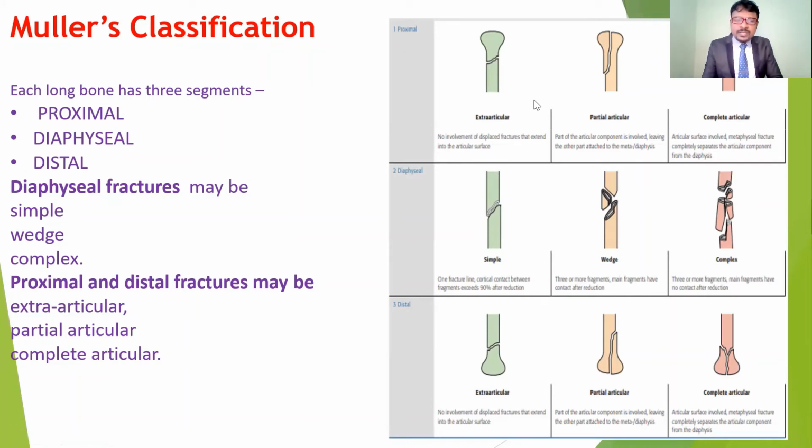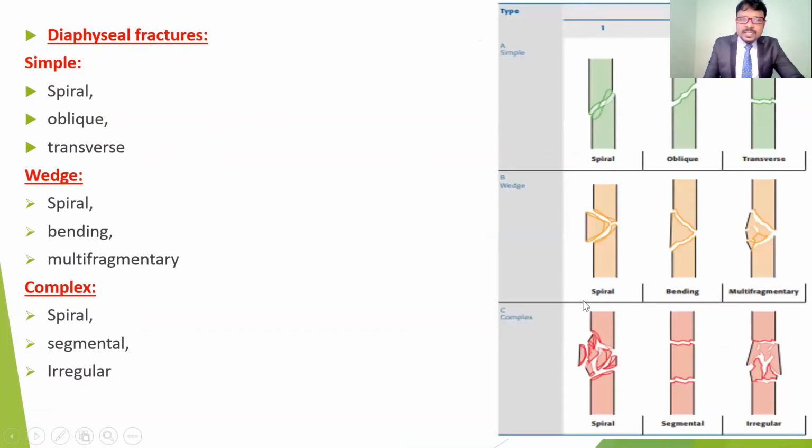So that is about Muller's classification. The proximal and distal fractures may be divided into extra articular, partial articular, and complete articular, which we can see in the proximal and distal parts of the long bone. And if we see the diaphyseal fracture, just now we saw the three types of fracture. Again, these are divided into many sub-classifications. The simple ones are divided into spiral fracture, oblique fractures, and also transverse fractures.